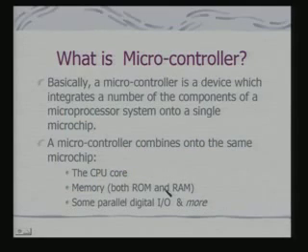Then what is a microcontroller? Basically, a microcontroller is a device which integrates a number of the components of a microprocessor system onto a single microchip. A microcontroller at its core must have the CPU, memory, and some parallel digital I/O and many other peripherals as well.